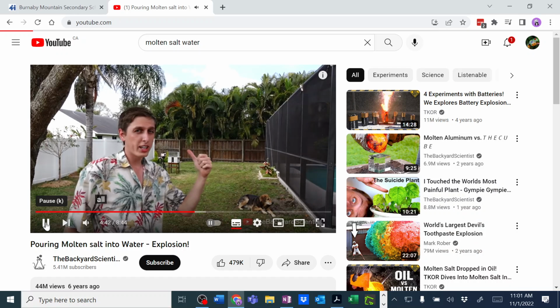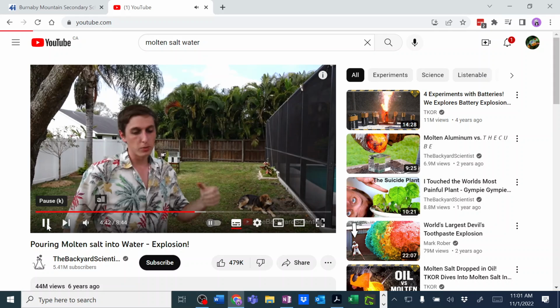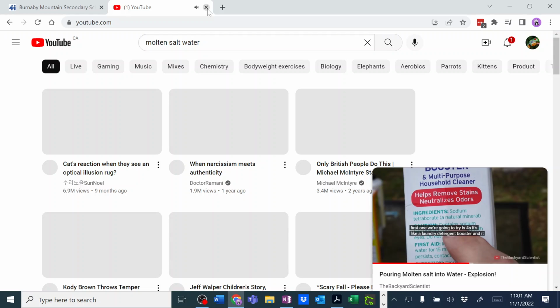Alright, so we got a new fish tank and we're ready to try some other salts. The first one we're going to try is Borax. It's like a laundry detergent booster. Okay.